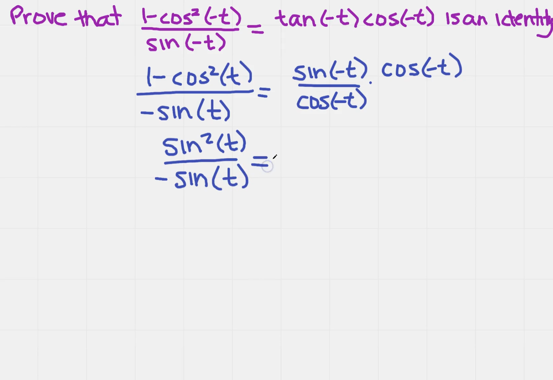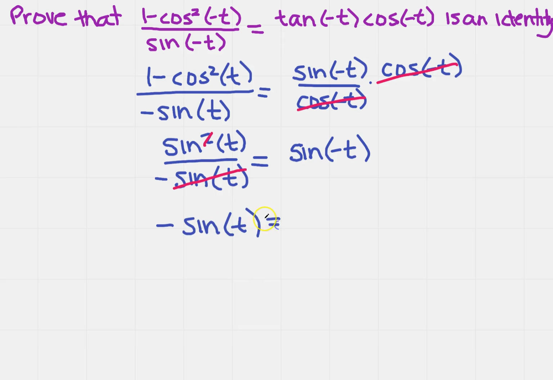Now what happens over here on the right-hand side? Well, when I'm doing that, I notice, hey, anything over itself cancels itself out. So I'm only left with the sine of negative t. Well, I can simplify the left-hand side because I noticed anything over itself is 1. So this sine cancels in one of these, which leaves me with minus sine of t.